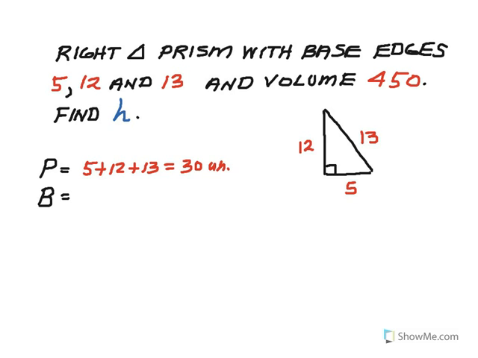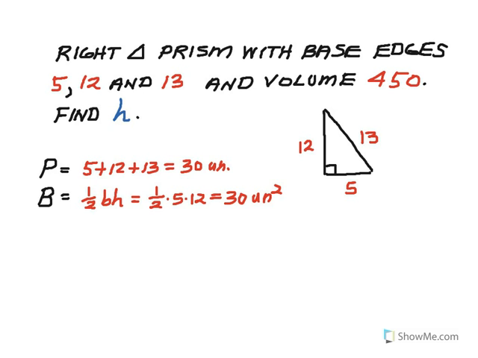And then the base area, well, the area of a triangle is 1/2 base times height of the triangle itself. So in this case, it would be 1/2. It's a right triangle, so the 5 and the 12 are a base and a height. So 1/2 times 5 times 12. So half of 60 is 30, and that's an area of 30 square units.